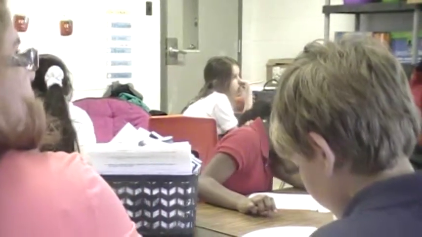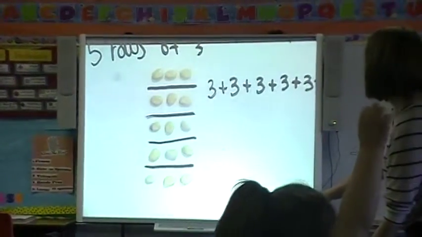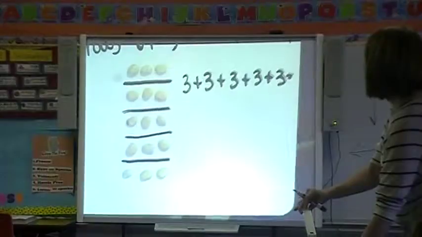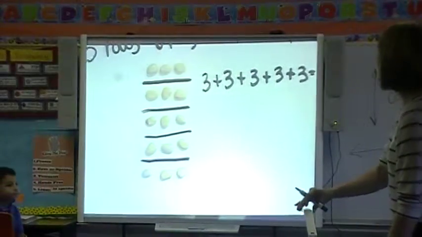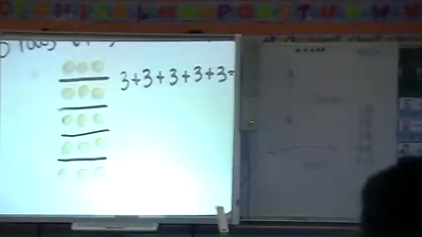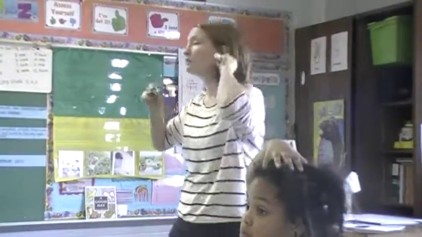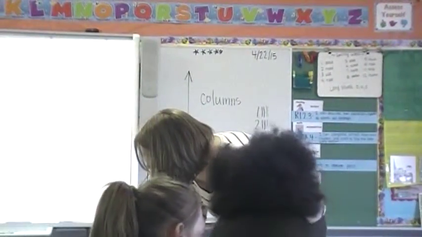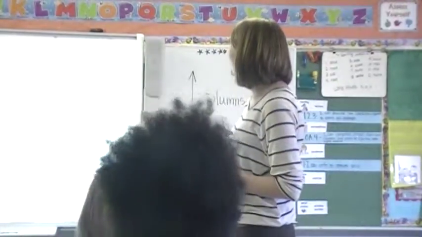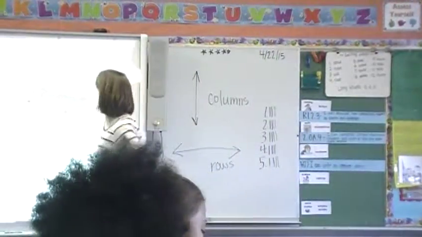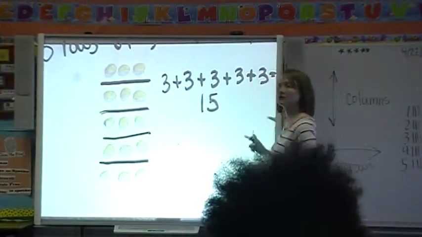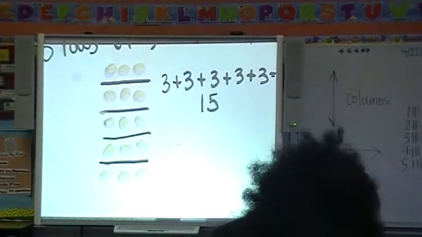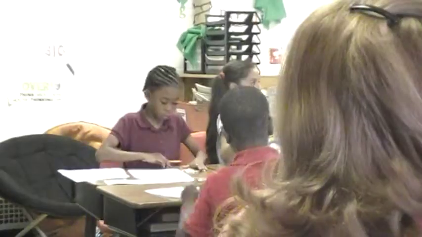So we have 5 3s here. We have 3 plus 3 plus 3 plus 3 plus 3. We have 5 3s because we have 5 rows of 3. Alright. What do all those equal together? Kojo? 15. How did you get 15? Good job. He did 6 plus 6 plus 3. Right? And 6 plus 6 is 12. Plus 3 more is 15. Perfect. Very good.